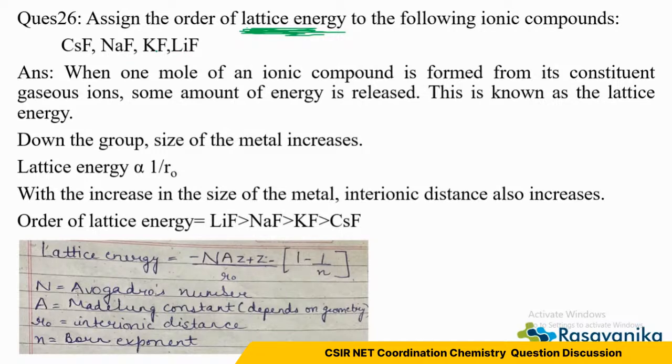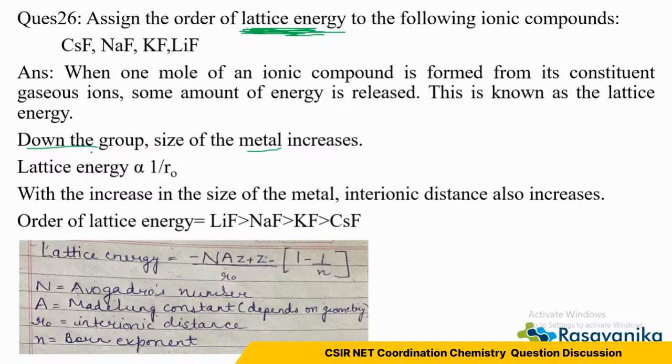fluoride. We know that all of these cations belong to one group: lithium, sodium, potassium, rubidium, and cesium, right? So when one mole of an ionic compound is formed from its constituent gaseous ions, some amount of energy is released. This is known as the lattice energy. This is the definition of the lattice energy. We know that down the group, the size of the metal increases.